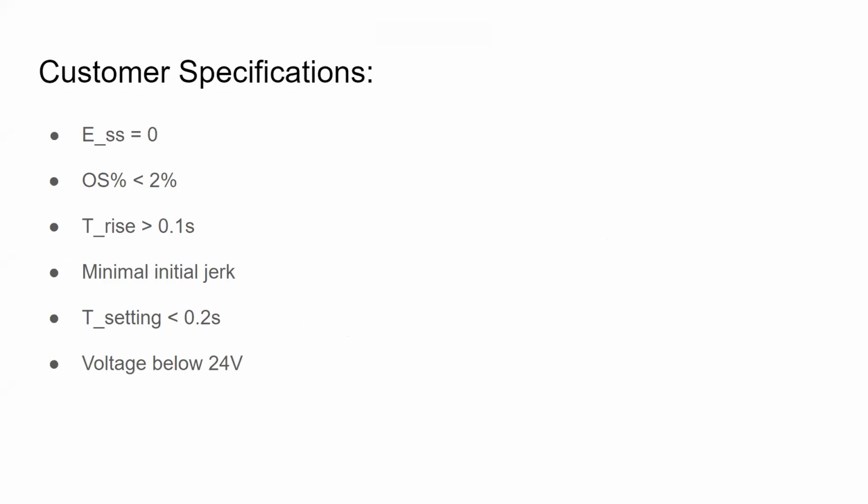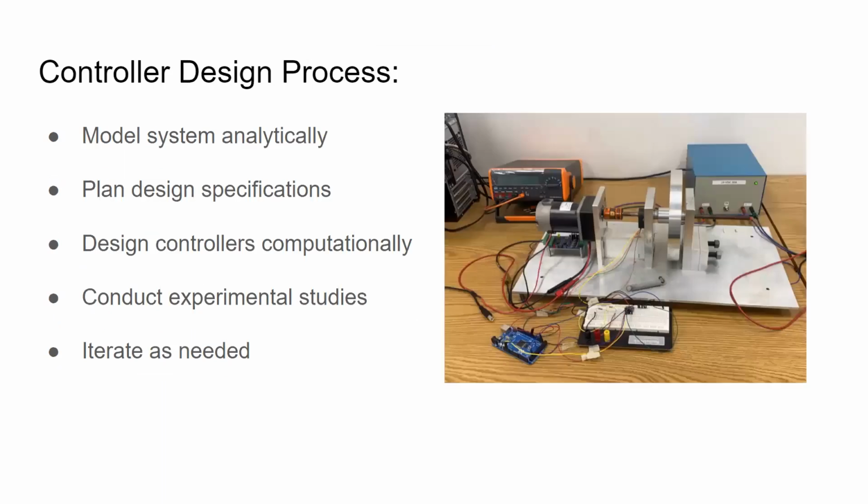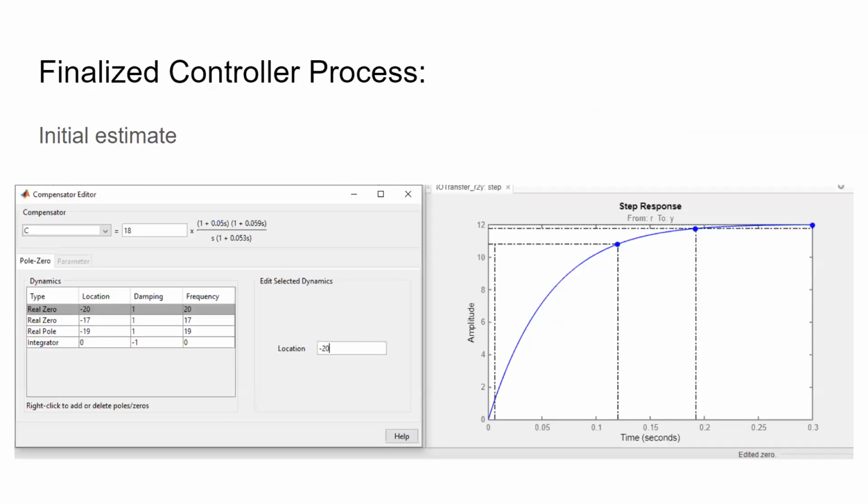less than 0.2 seconds. Our control design process involved these steps of modeling the system analytically, planning the design specifications, designing controllers computationally, conducting experimental studies, and iterating as needed.